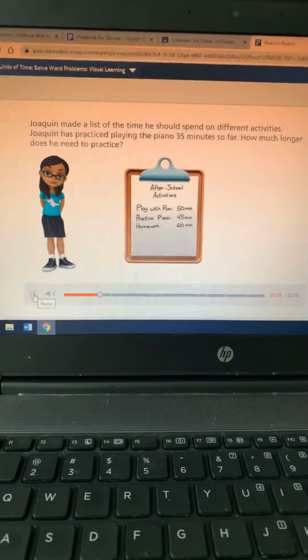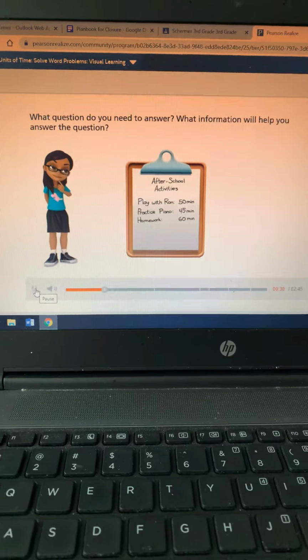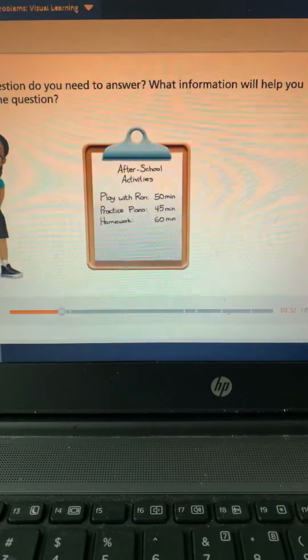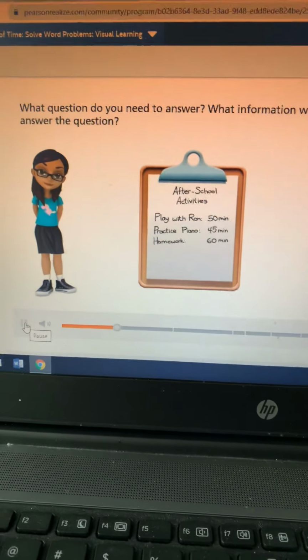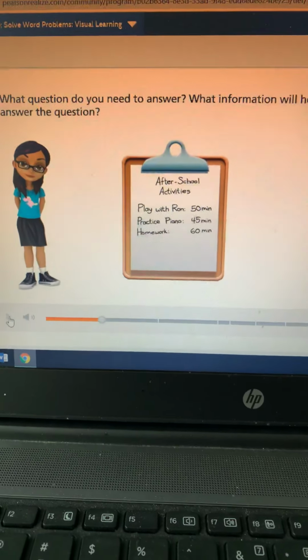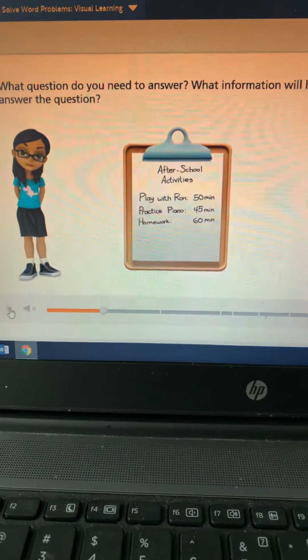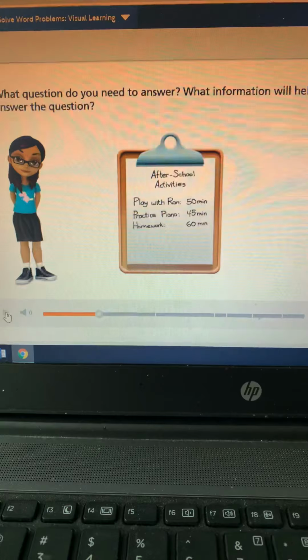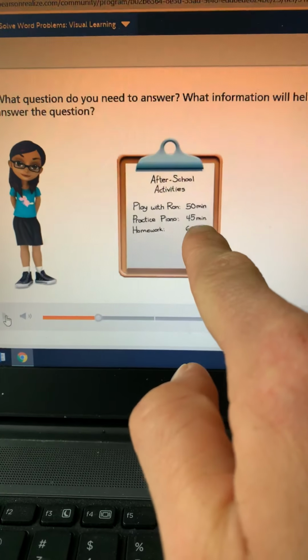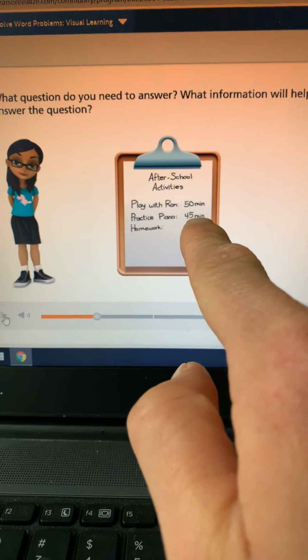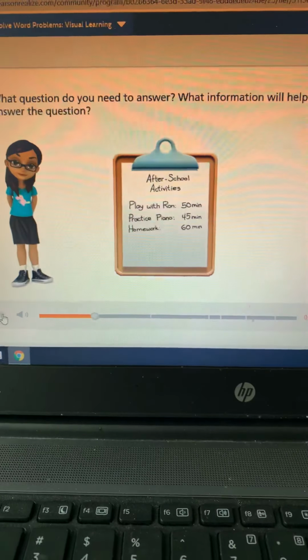All right, playing the piano for 35 minutes so far. What question do you need to answer? What information will help you answer the question? Well, the question we need to answer is how much longer does he have to practice? The information is on this chart here where it says 45 minutes total he has to do. He's done 35 so far.